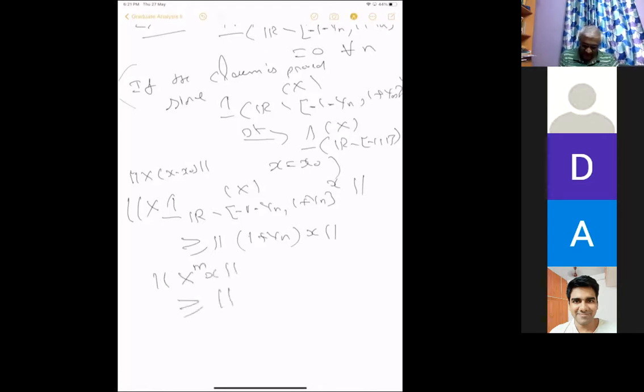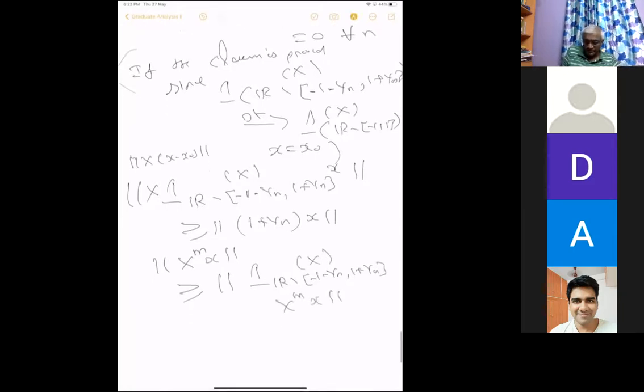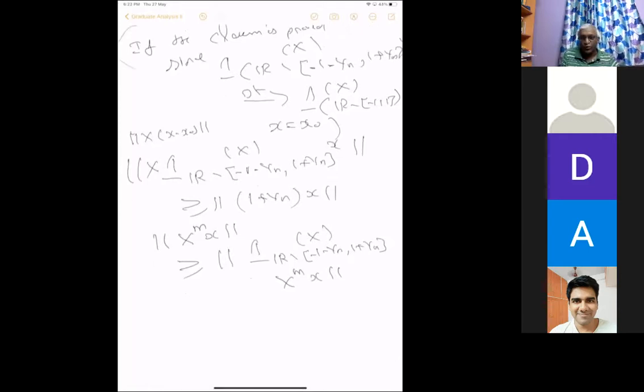Okay, I can put a projection here, no problem. I can put any projection here, then this will work. Okay, so that's just this, minus 1 by n, 1 plus 1 by n of this x. I can put any projection here times x power m x. This is okay. I will go through the whole argument again.